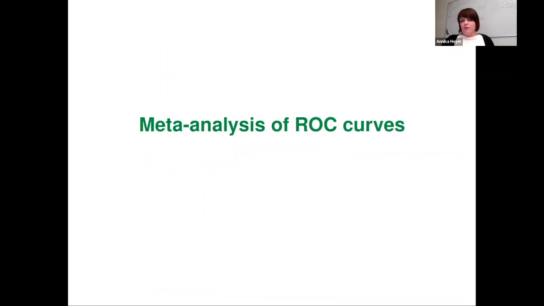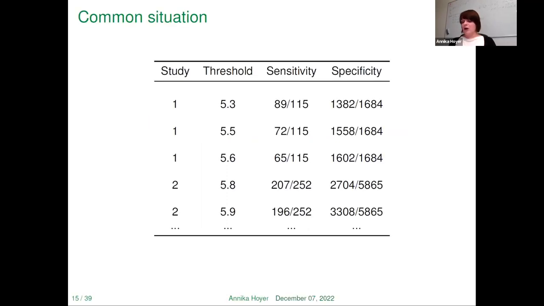This was for the simple case where we have our one diagnostic test and one diagnostic threshold, one pair of sensitivity and specificity. But in practice, the situation is quite more complicated. In practice, we are confronted with the meta-analysis of our ROC curves. And then the situation looks as follows.